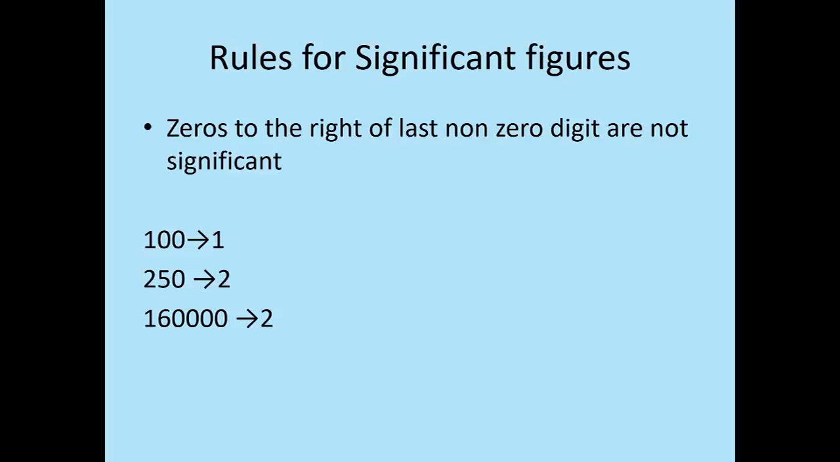Next is about the trailing zeros, that is the zeros after non-zero numbers in a number without a decimal, which are generally not significant. For example, consider the number 100. It has only 1 significant figure. Now for 250, only 2 significant figures. 160000 has only 2 significant figures. So zeros to the right of the last non-zero digit are not significant.